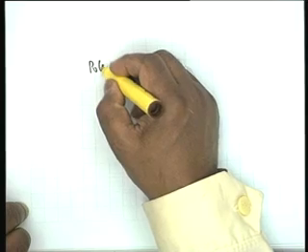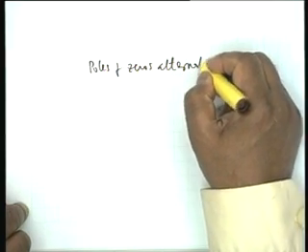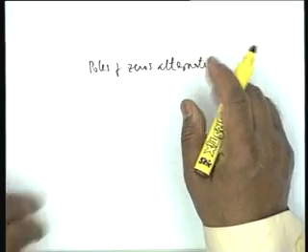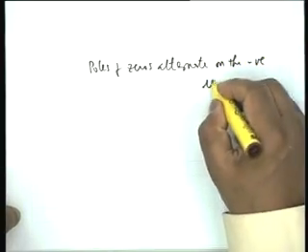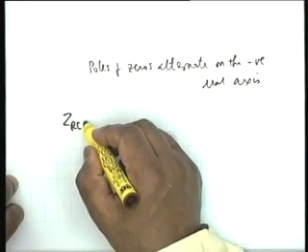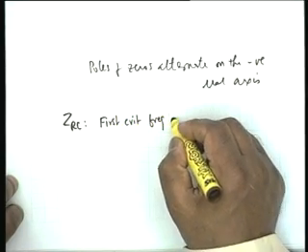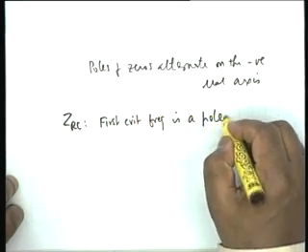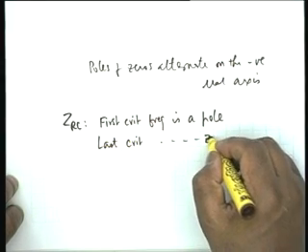So our conclusion from this diagram is, first, poles and zeros alternate. Poles and zeros are only on the negative real axis, so you can add this. And number 2, for Z_RC, the first critical frequency is a pole, and the last critical frequency is a 0.